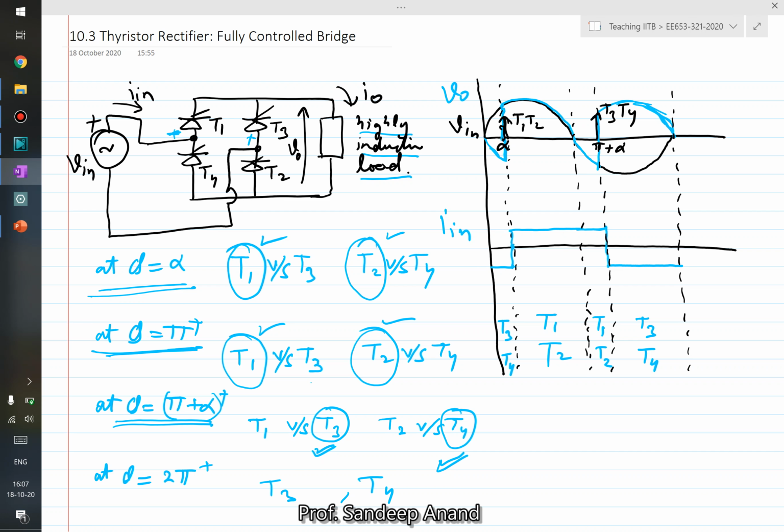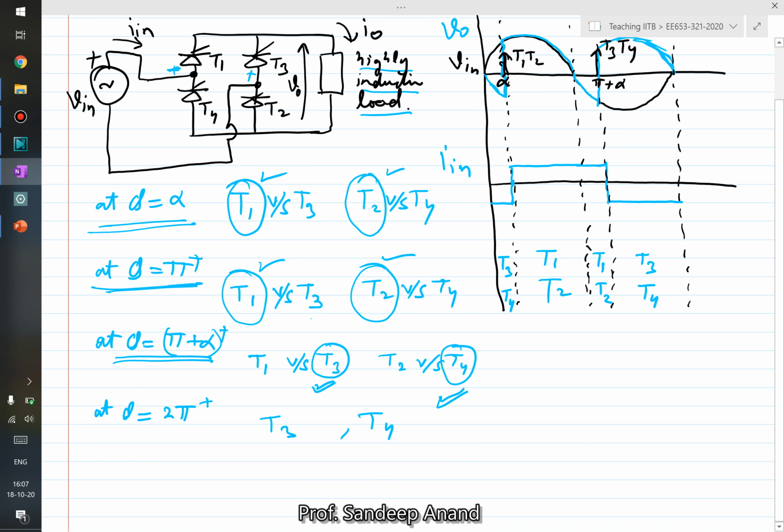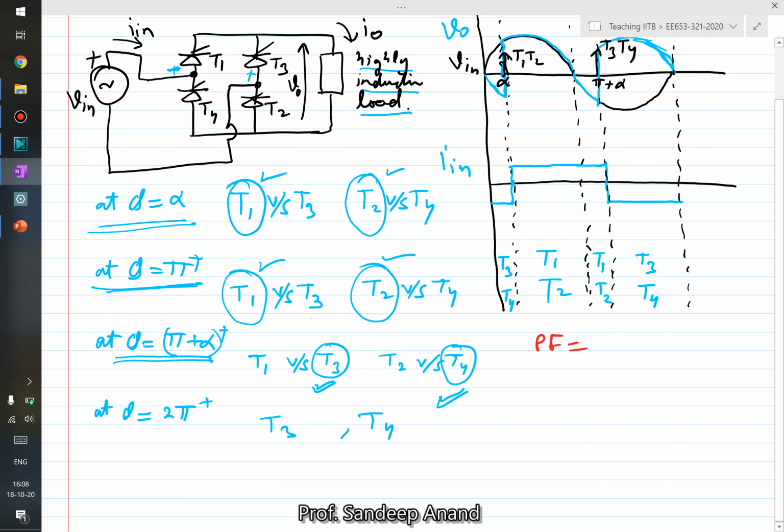Now let's see what happens in terms of the output average voltage. Or let's just look at the power factor first and then move on to the average voltage. So what is the power factor here? Power factor in this case again would have two components: the distortion power factor, which you can calculate since it's a square wave current, and a displacement power factor.